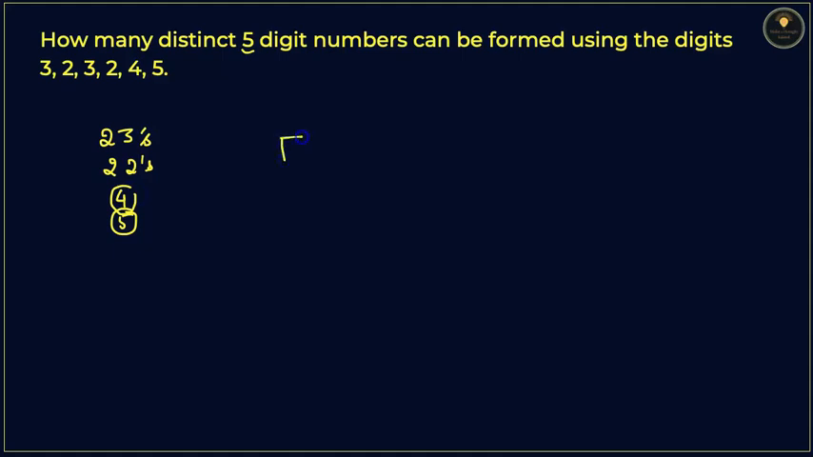Now we have to find a 5-digit number. So I will make a 5-digit box, and it goes like this. If you can see here, there are a total of 6 numbers that we have. So out of 6 digits, we have to do the permutation of only 5 digits.